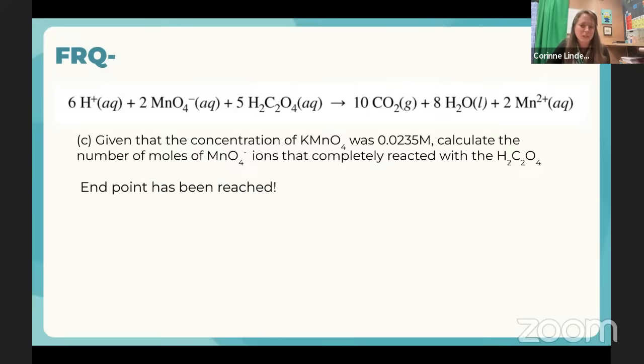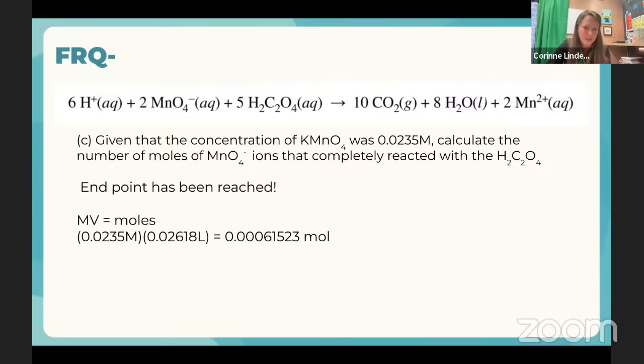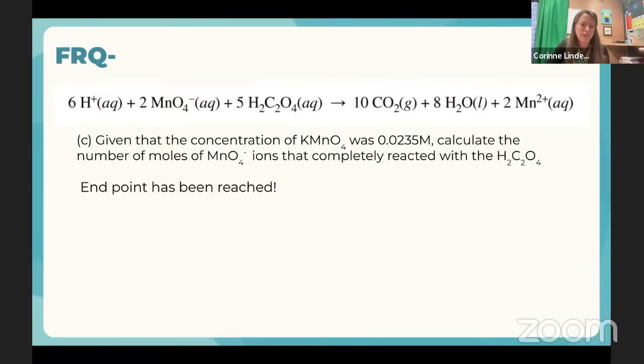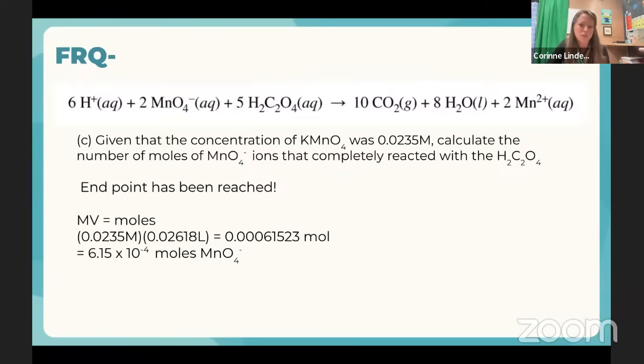With this one, we're given the concentration. We know that the endpoint has been reached, so we can use MV equals moles to calculate our moles. So we use our given molarity and multiply that by the volume that we just found in the previous question to figure out the moles they are asking for, so the moles of permanganate here.